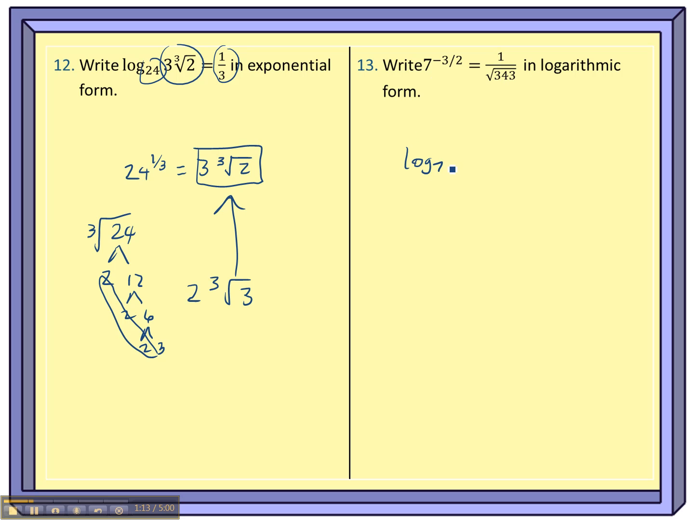On number 13, writing this in logarithmic form, I'm going to keep the same base, so log base 7 of whatever it is. My answer is going to go inside here, 1 over the square root of 343, and your answer is always the exponent, -3/2.